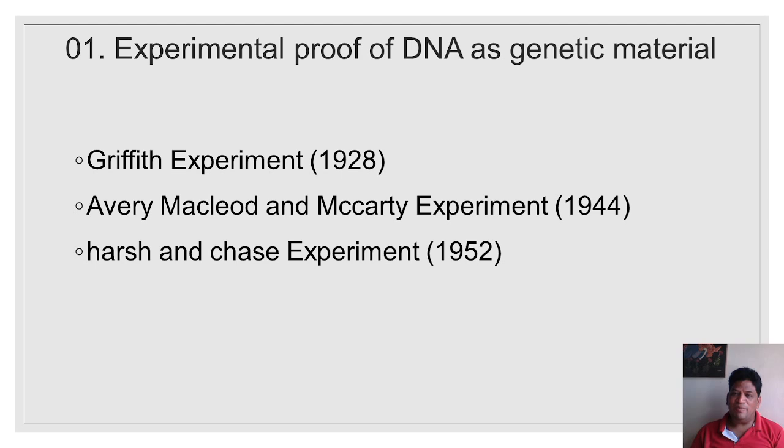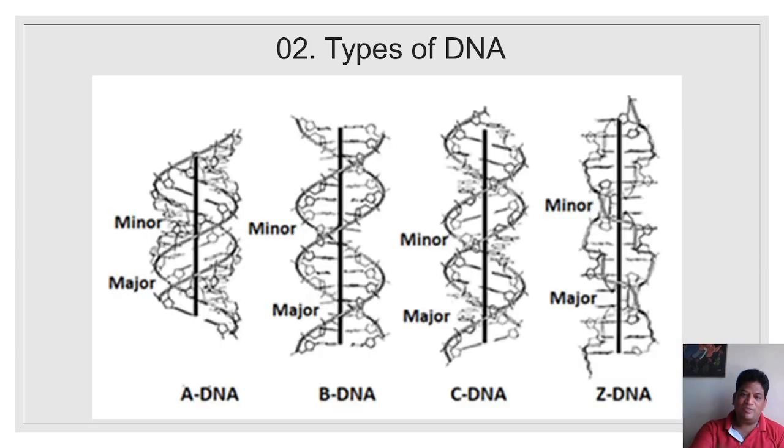Part 1, the experimental proof of DNA as a genetic material. The Griffith experiment took place in 1928, the Avery, McLeod and McCarty experiment in 1944, and the Hershey and Chase experiment in 1952, which proved that DNA is the genetic material. How RNA and protein cannot be considered genetic material, and how DNA carries information from one generation to another, we are going to understand in this first part.